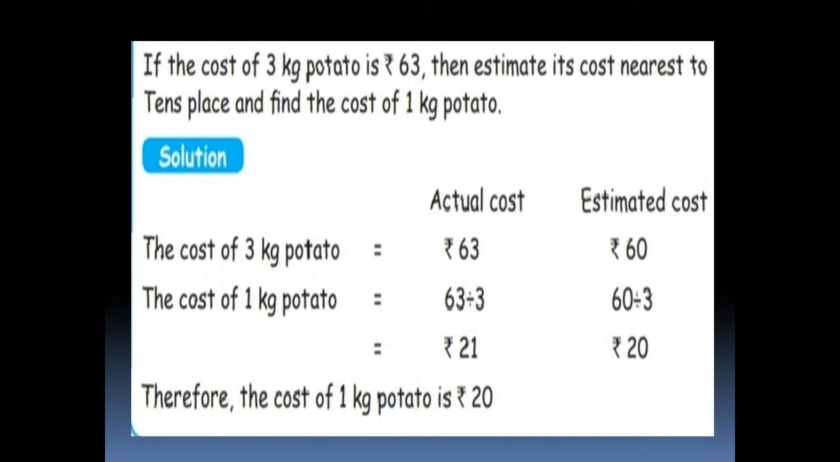They have given 3 kg, so we have to get only 1 kg. So we have to divide it by 3. You will get the answer rupees 21. While the estimated value is 60 divided by 3, you will get the answer rupees 20. So the estimated cost of 1 kg potato is 20 rupees.